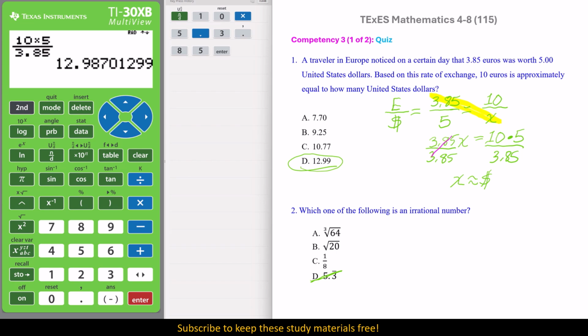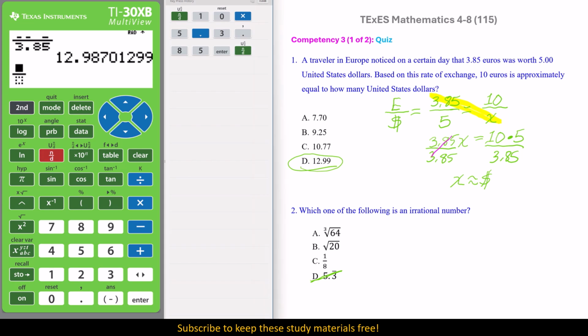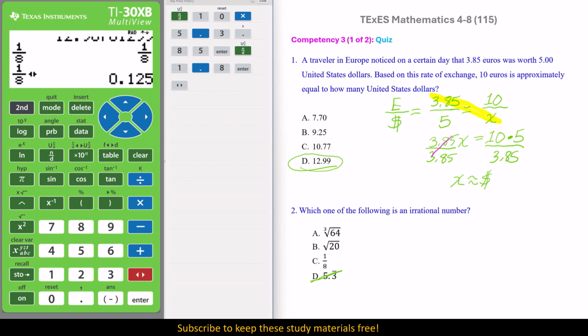Okay, C, I know that that is terminating. It doesn't go on forever, but you can put it in your calculator if you don't know what that is. So 1 divided by 8, remember to push your toggle. Well, it does stop at 5, so that's not irrational, okay? A, I already know that too because I know that you can get a cubic value out of 64, but it doesn't matter. Put that in your calculator.